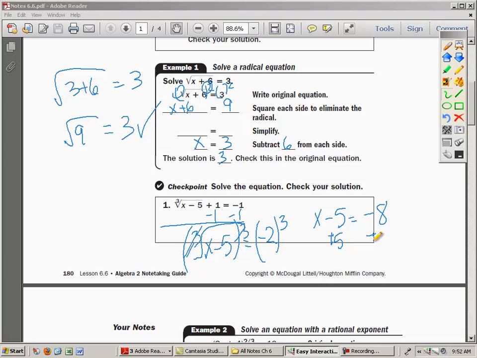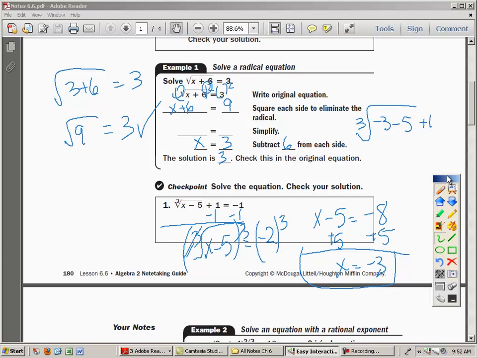From there, we'll add 5 to both sides. Negative x equals negative 3. All right? Now, we need to check that solution, so this becomes the third root of negative 3 take away 5 plus 1 equals negative 1. All right? Now, this becomes the cube root of negative 8. Now, can you take the odd root of a negative number? Absolutely. You just can't take the even root of a negative number.